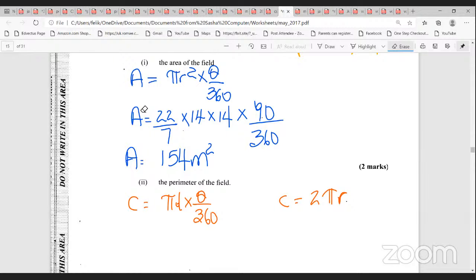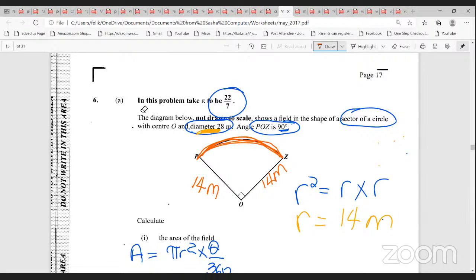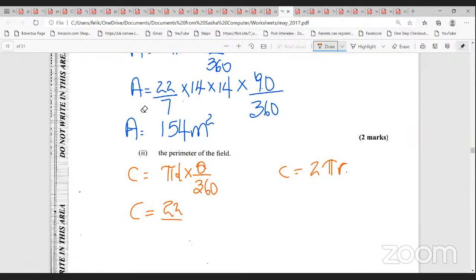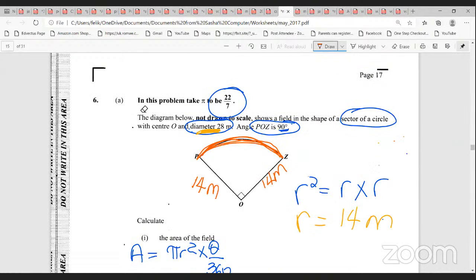I hope you understand how and when we use theta over 360. We use theta over 360 only when we're looking at a sector of the circle, part of the circle, whether we're looking at the area or the circumference. All right, so we'll go ahead and write our C equals, what's the value of our pi? What did they say we should use pi as? 22/7. Well done. All right, so write our 22/7 times what does D stand for?